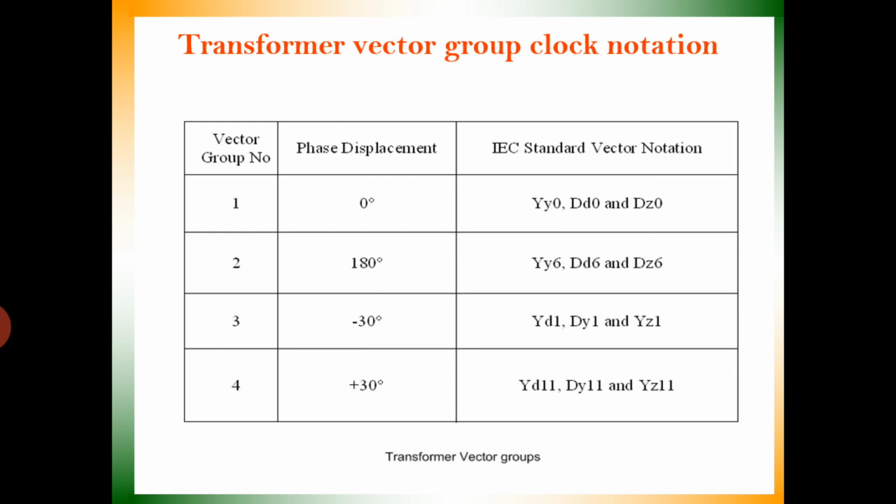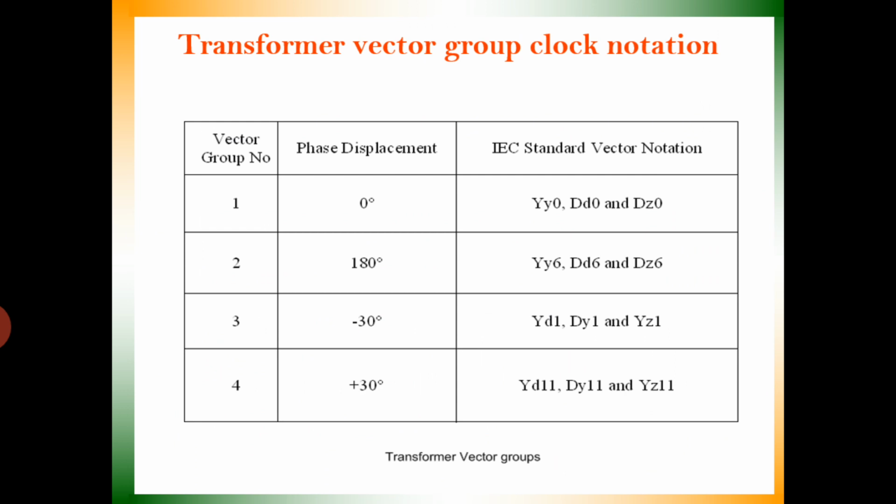Means our clock shows 1 o'clock. Which IEC standard vector notations are included in this category? YD1, DY1 and YZ1. Y capital, D small and numerical value 1. So our high voltage winding is star connected, low voltage winding is delta connected, and 1 shows that our low voltage winding lags the high voltage winding at an angle of 30 degrees.